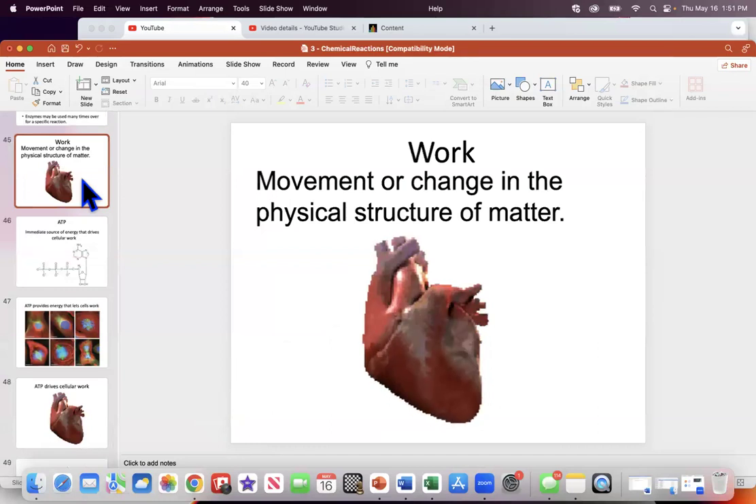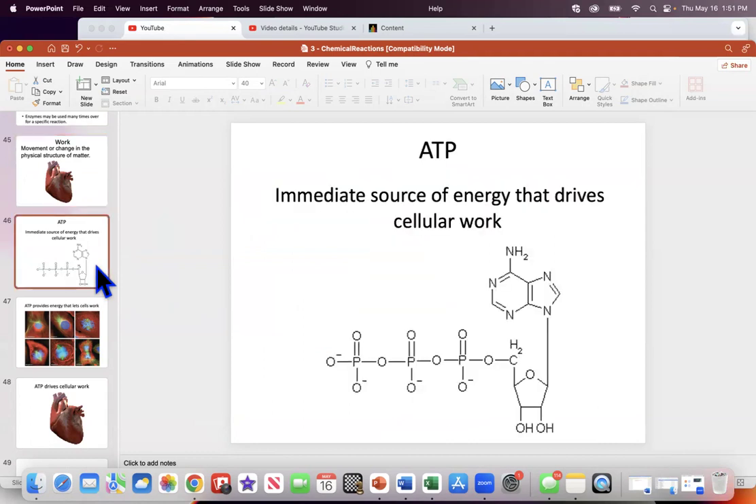Okay, so the last part of the lecture, let's look at energy, work. Your organs need to work. Movement or change of the physical structure is called work. And for the heart, for your muscle, for all the organs in your body to work, cells in your body to work, they need energy. And the energy source for your living cell is called ATP.